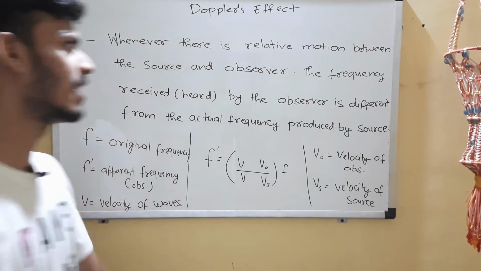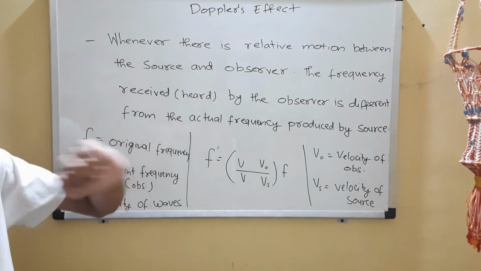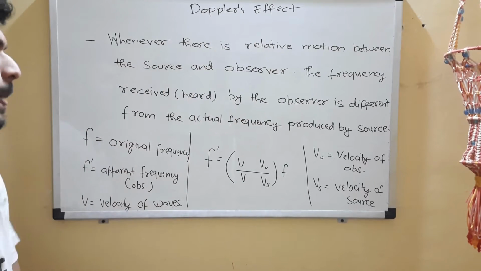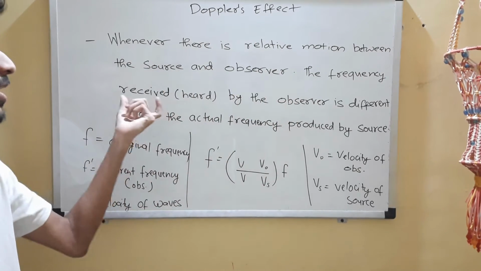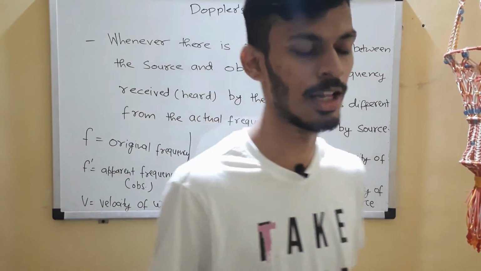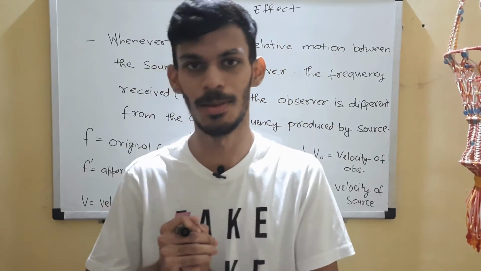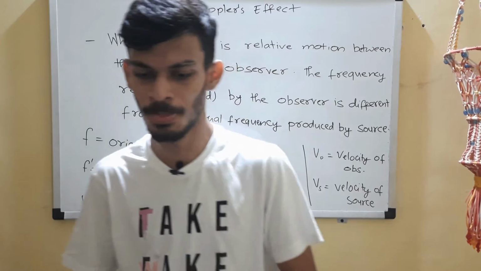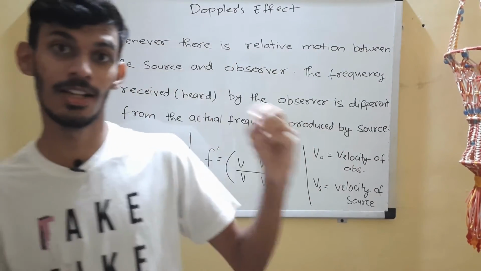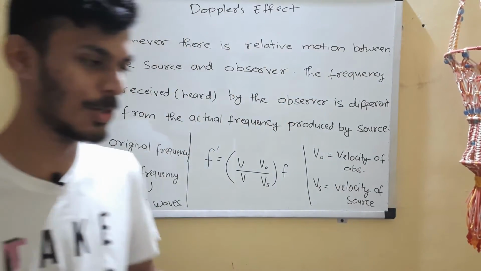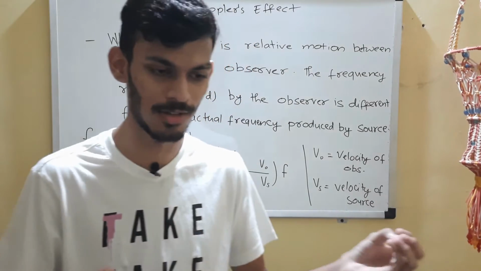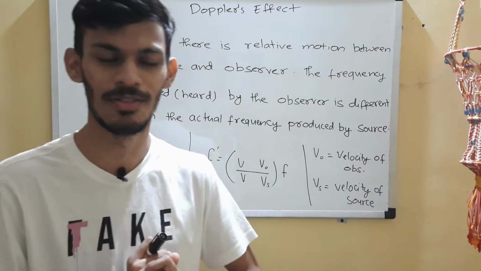Let's come to the definition. Whenever there is relative motion between the source and the observer, what happens? The frequency which is received by the observer, now associated to waves you have a certain frequency, maybe 100 hertz, 200 hertz, whatever, will be different from the frequency which is actually emitted by the source. Isn't that amazing? Suppose you have a source and an observer with some relative motion between them.